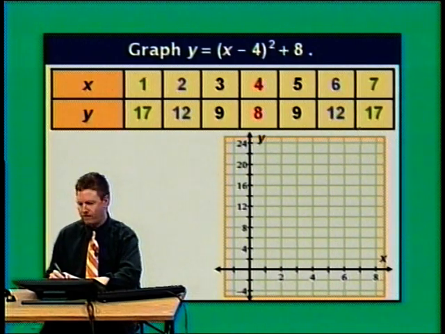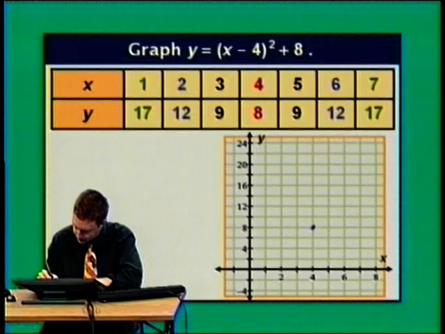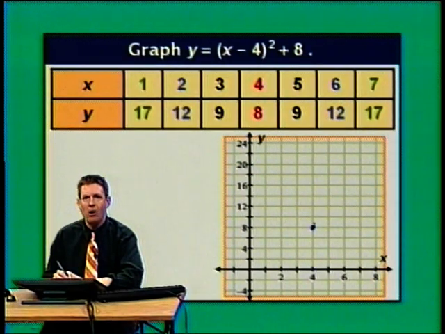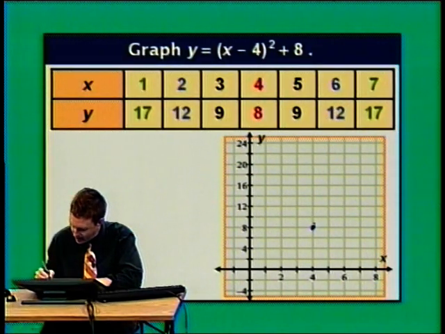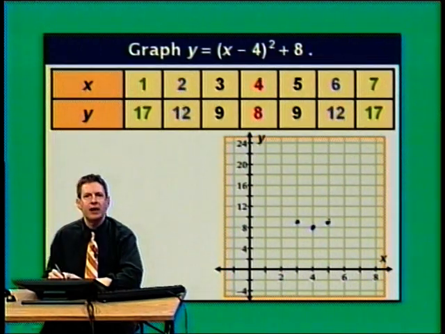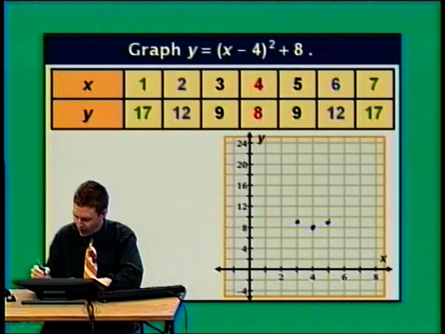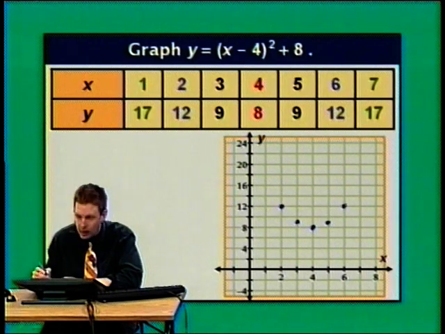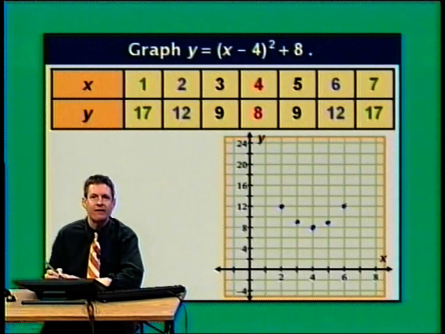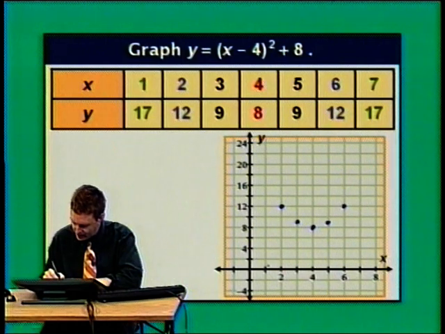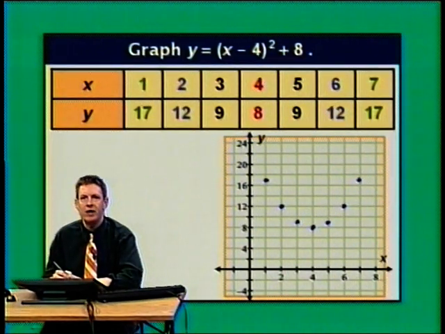So I have the point 4, 8 as my vertex. Then, when x is 3 or 5, the value of y is 9. When x is 2 or 6, the value of y is 12. When x is 1 or 7, the value of y is 17. Let's check out what y is when x is 0. When x is 0, the value of y is negative 4 quantity squared plus 8. That's 16 plus 8, which is 24.